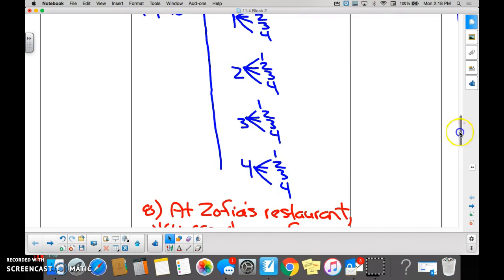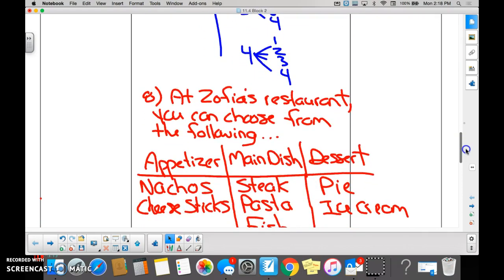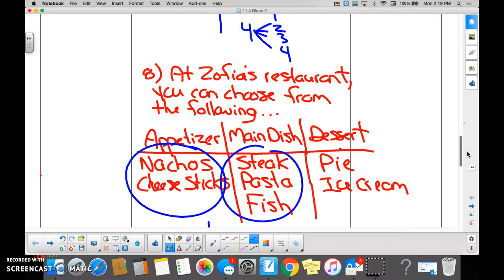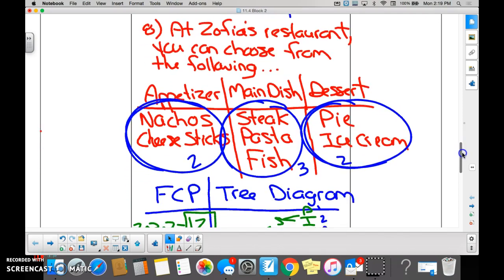And then Zofia decided to open a restaurant. And here were her choices at the restaurant for you to eat when you went to see her. She offered these appetizers, these 3 main dishes, and these desserts. If she offered 2 appetizers, 3 main dishes, and 2 desserts, how many combinations are there, you guys? 12. 2 times 3 times 2 is 12. Beautiful. What, though, are they all is the question.